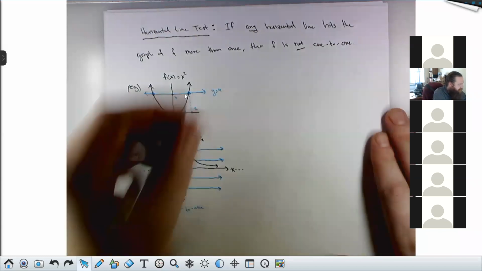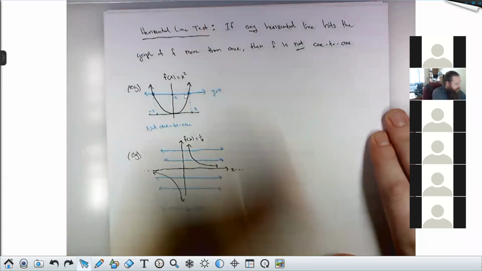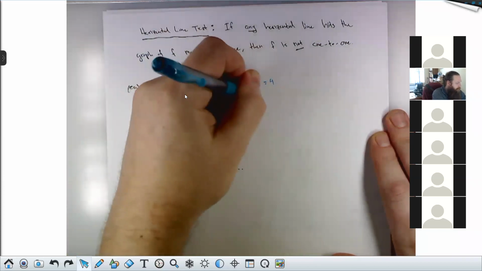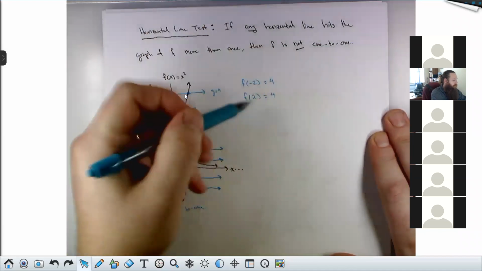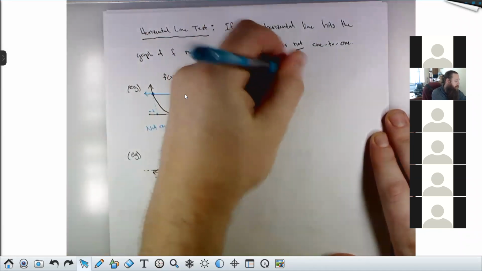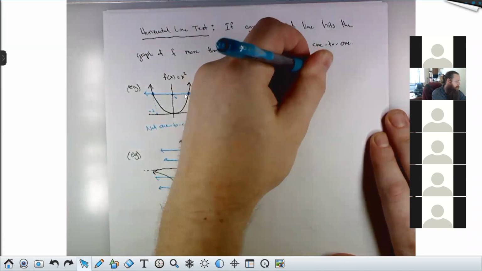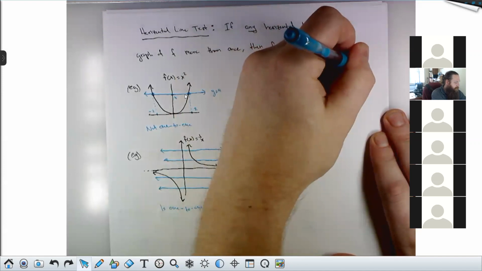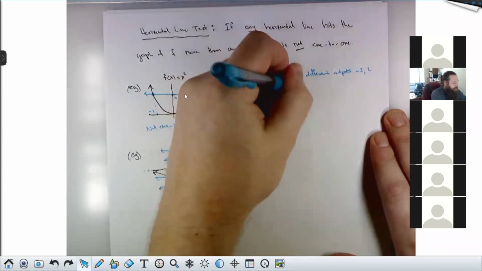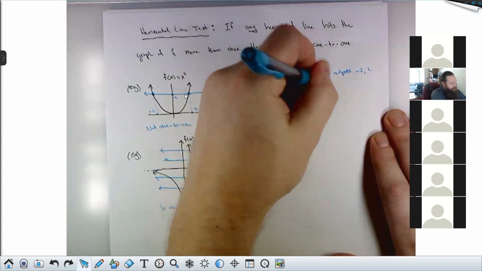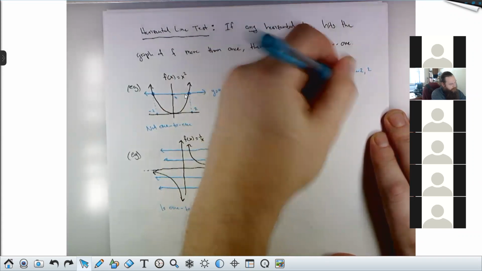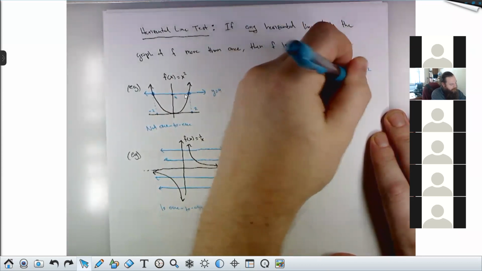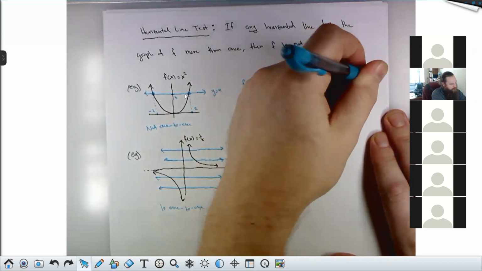And here you can see the explicit example, right, that f of -2 is equal to 4, f of 2 is equal to 4. So you've got two different inputs going to the same output. The two inputs are -2 and 2, going to the same output, namely 4.